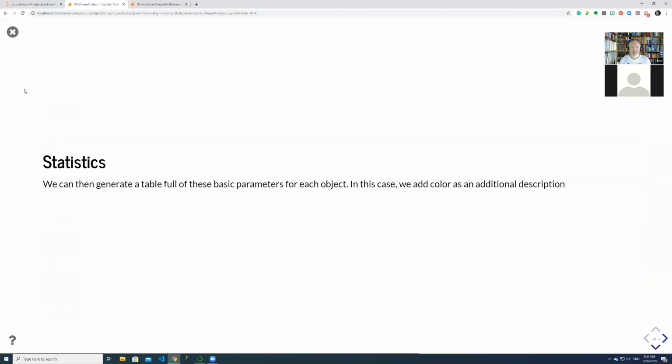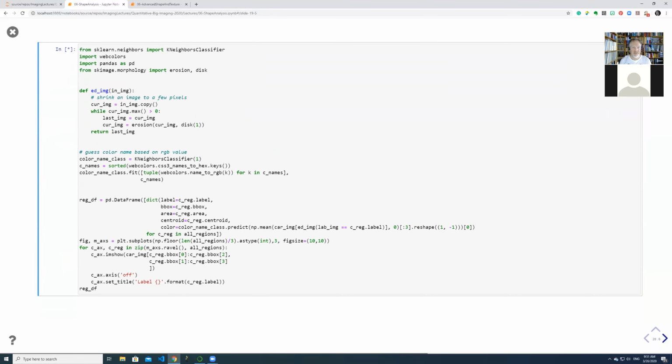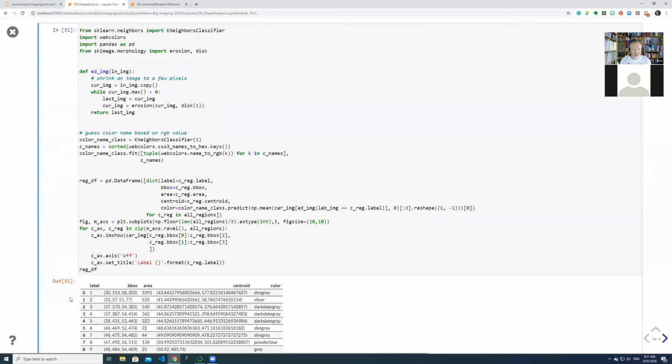And now we can start getting statistics about these cars, and then it gets a little bit more fun. So you can see here you have label 1, has a bounding box like this. It has an area of a little bit more than 1,000 pixels, and the centroid, then you know its location. An interesting thing here is this color.